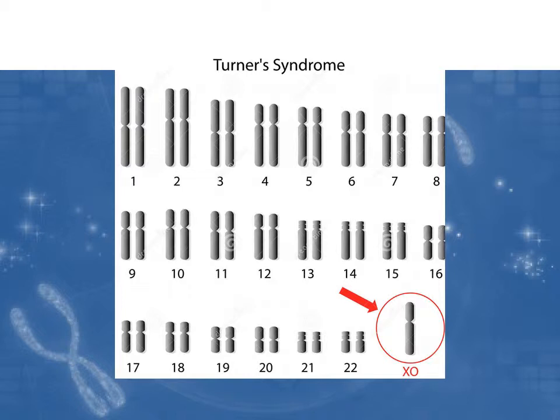Turner syndrome is caused by missing or incomplete sex chromosomes and only affects girls and women. Turner syndrome can cause developmental problems, including short stature, failing to begin puberty, infertility, heart defects, and certain learning disabilities.